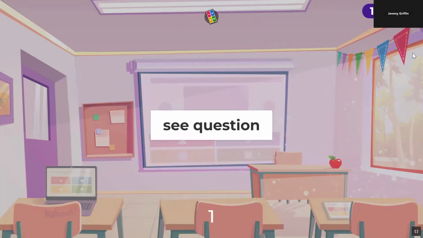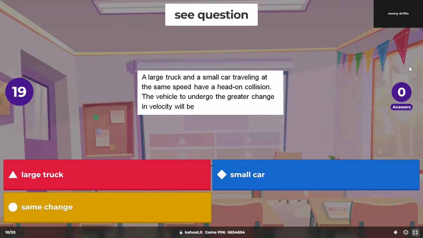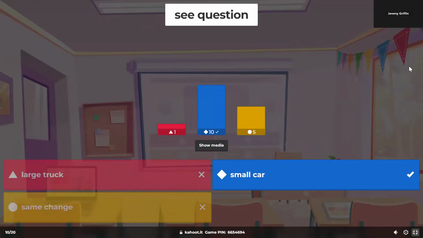Question two. A large truck and a small car traveling at the same speed have a head-on collision. The vehicle to undergo the greater change in velocity. Well, change up question at the end there. Change in velocity. It's the small car. Yeah.